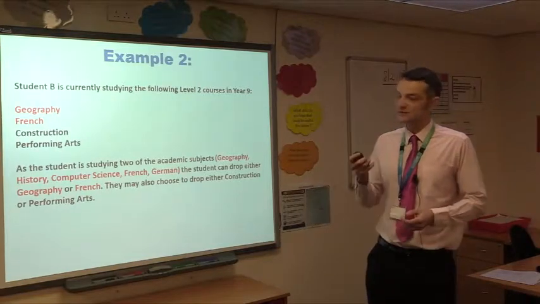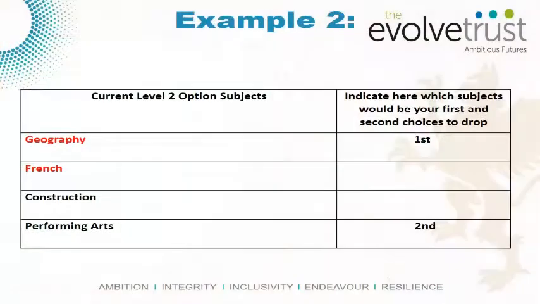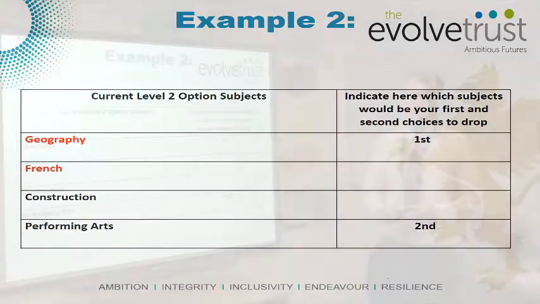So this student, when they fill in their options form, it might look something along those lines. They might decide to drop geography as their first choice and performing arts as their second preference to drop.